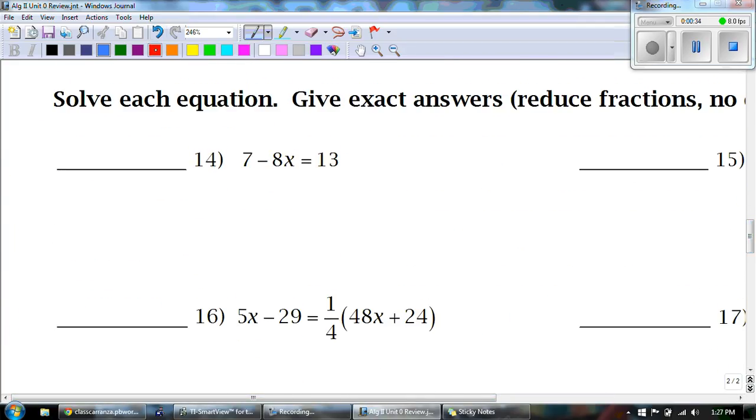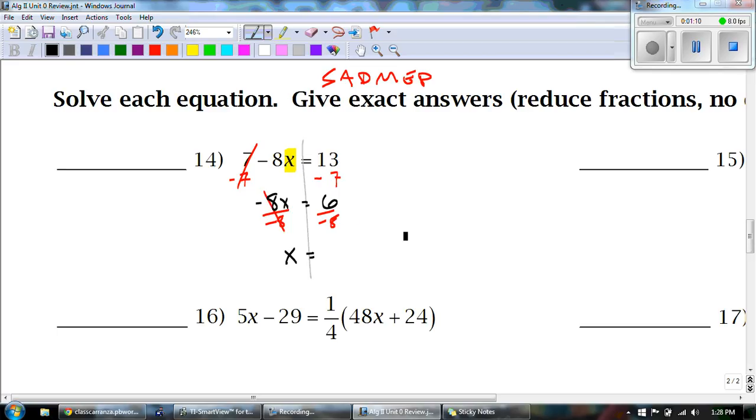Remember, when we are solving, that's when we are doing SADMAP, the reverse order of operations. So to do that, I want to get the variable by itself. So I have that 7. It's a positive 7, so I'm going to do the inverse and subtract. I'm left with negative 8x equaling 13 minus 7 is 6.